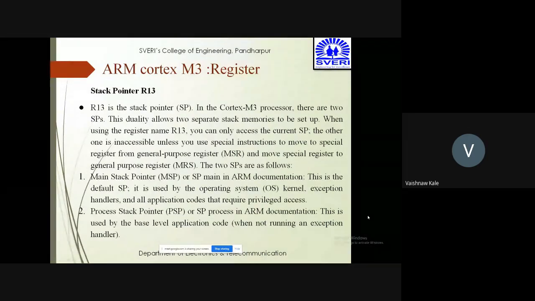You can use the special instructions MSR, move to special register from general purpose register, and MRS, move special register to general purpose register. So एक है general purpose register और दूसरा है special register. These two stack pointers are the main stack pointer and the process stack pointer. The main stack pointer is the default stack pointer, whereas the process stack pointer is used by the base level application code.